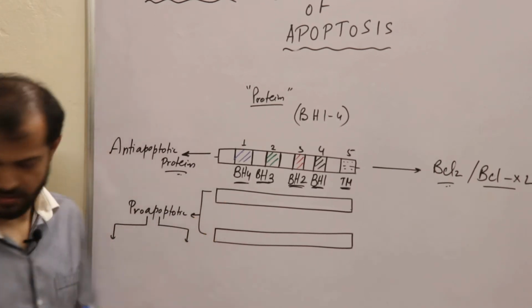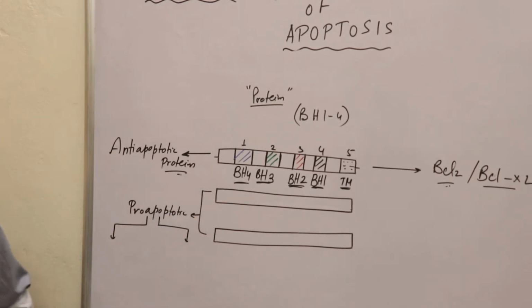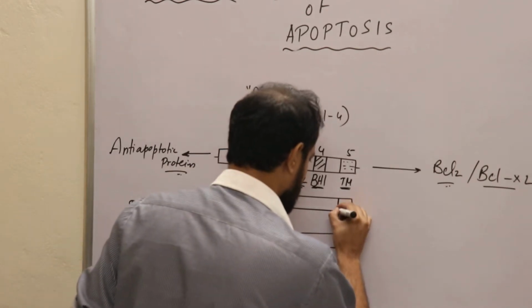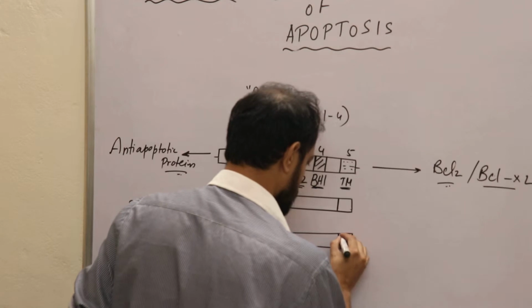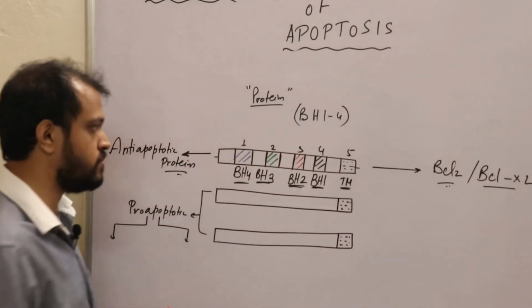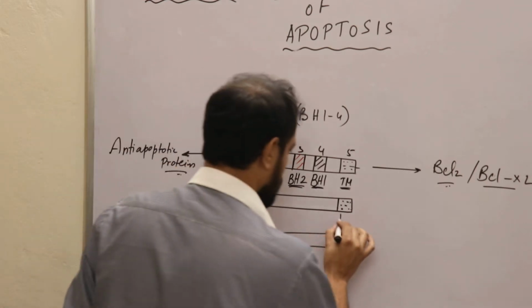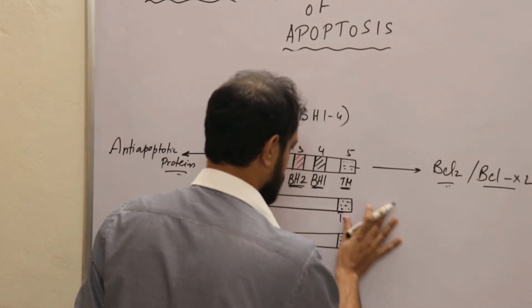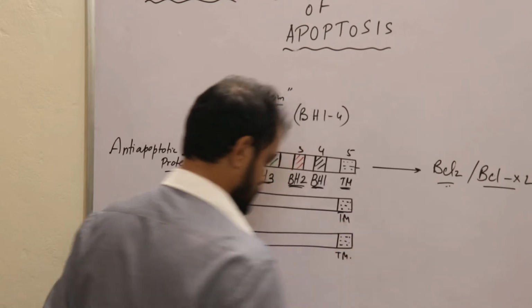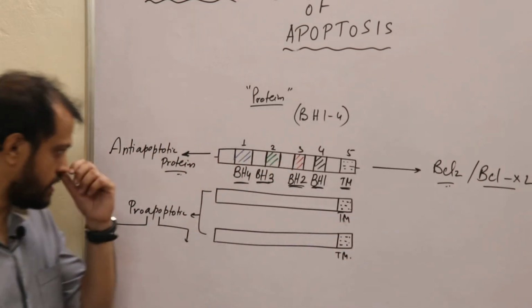Now which one is which? Now listen. Let me draw the structures first, then you will understand. So this is the TM domain. TM domain will remain the same, whatever the protein. Okay, this is the TM domain. So in all three proteins, the TM domain is present.